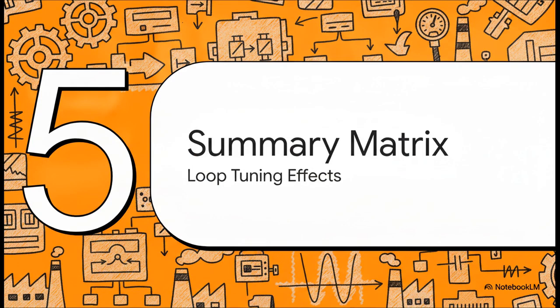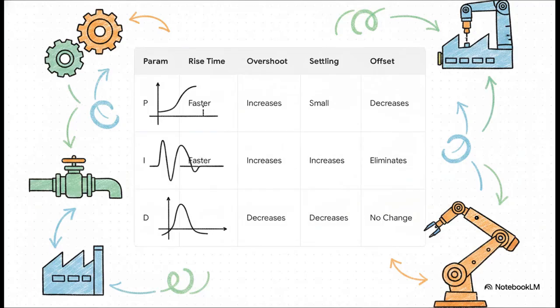And this brilliantly illustrates what we cover in Section 5, Summary of Loop Tuning Effects, the Master Matrix. This right here is where we synthesize everything we just learned into a true engineer's cheat sheet. Walk through this powerful matrix with me for a second. It shows exactly how adjusting these tuning parameters directly impacts the physical world.